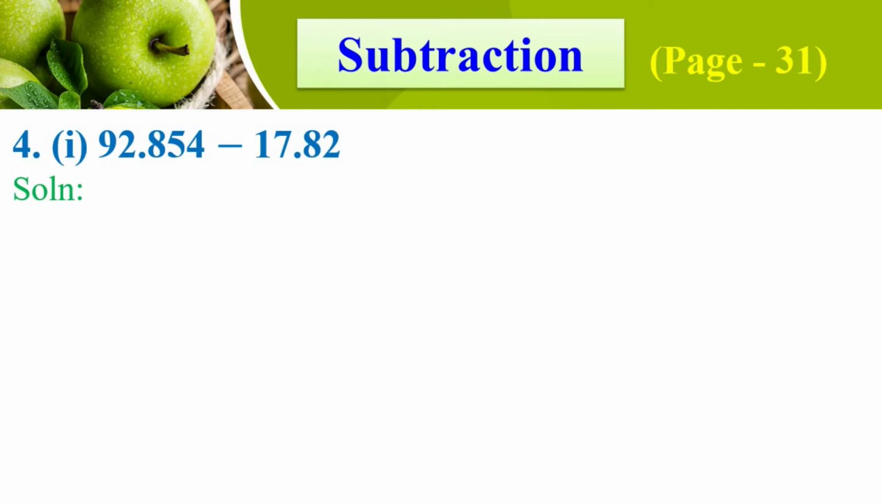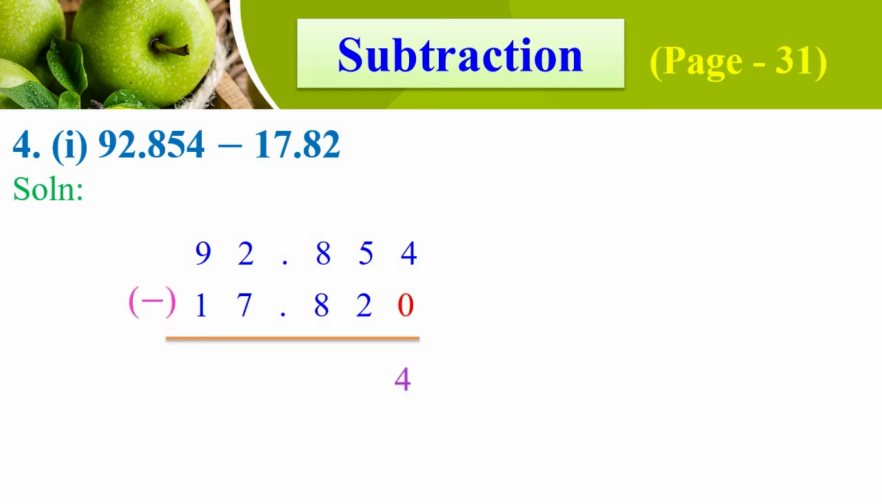The first number is 92.854. Then the second number is 17.82. Here some digits are missing. Add 0. Now we can subtract the values. 4 minus 0, we get 4. 5 minus 2, we get 3. 8 minus 8, 0. Place the point.